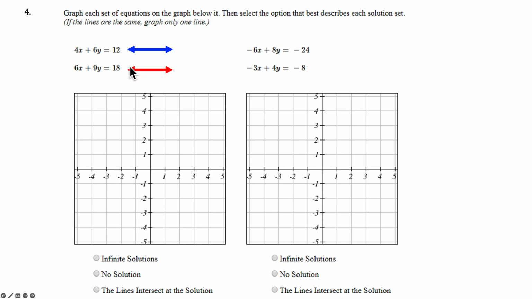Blue line, red line. Let's go find the x-intercept of the blue. 4x equals 12, x is equal to 3. Plot that point. Find the y-intercept. 6y equals 12, y equals 2. There's my line. Let's take care of the red one. X-intercept, 6x equals 18, x equals 3, same point. Cover up the x term, 9y equals 18 divided by 9. 18 divided by 9 is 2, same point. Oh, lo and behold, same line. Infinite solutions.